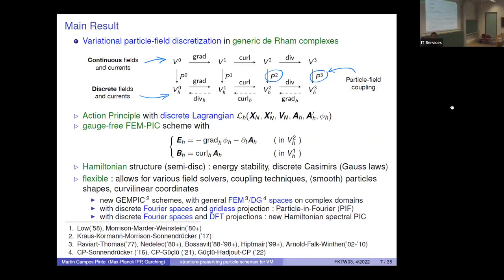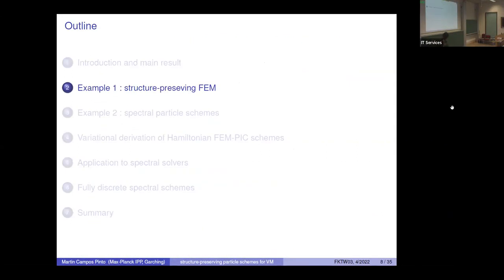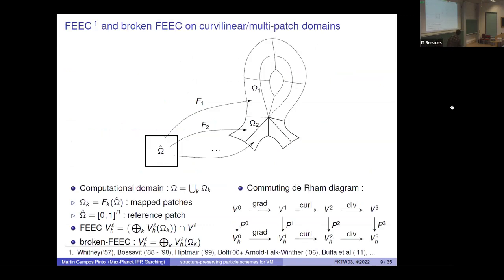Okay. Very good. So now that the introduction is over, I can describe a little bit, quickly go through the slides. Okay, so one first example of applications is finite elements on curvilinear domains and maybe multiple patches, where each patch has its own mapping.